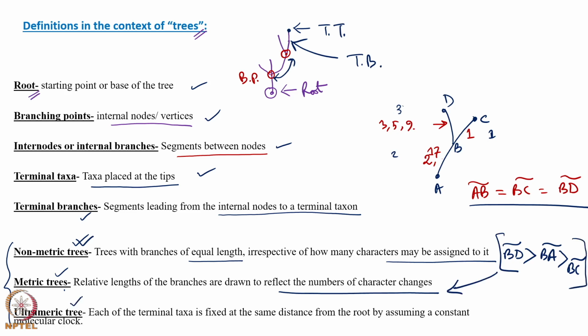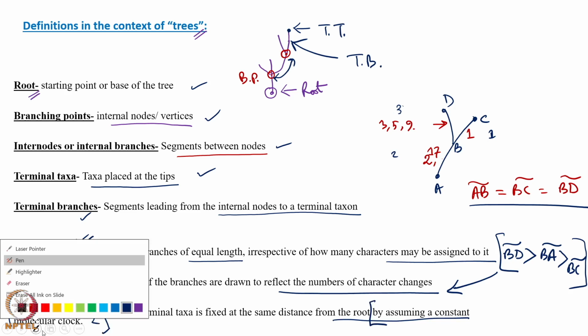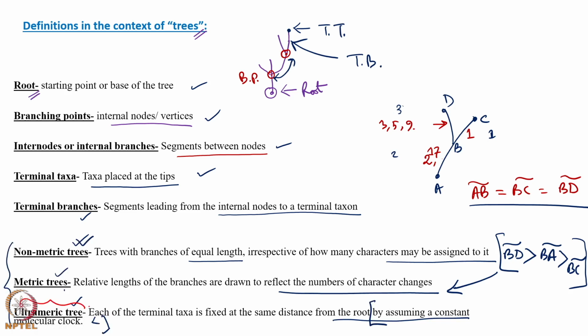What is an ultrametric tree? Each of the terminal taxa is fixed at the same distance from the root by assuming a constant molecular clock. I am skipping this portion, requesting students to draw an ultrametric tree based on this information.